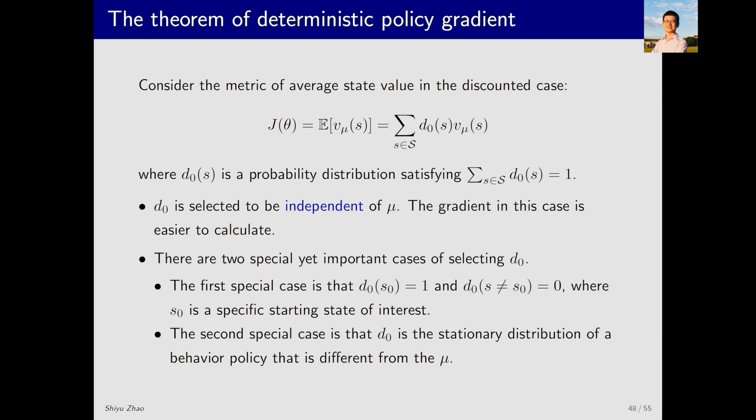Second, we can select d0 as the stationary distribution of a behavior policy. For example, another behavior policy, let's say beta, has its stationary distribution as d0. You'll soon see that the deterministic policy gradient method is inherently off policy. I don't need to use importance sampling to convert it into off policy, it's naturally off policy. Why is that?